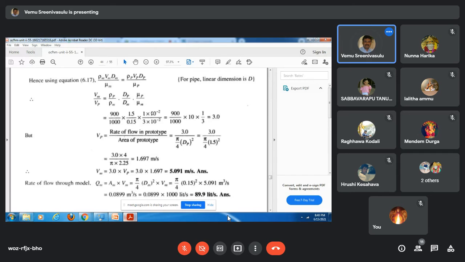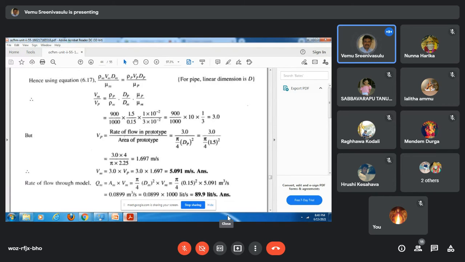Viscosity of the model at 20 degrees centigrade is 10 to the power of minus 2, and for the prototype it is 3 into 10 to the power of minus 2, so this is 3. The ratio of the velocity of the model to the velocity of the prototype is 3. Velocity of the prototype can be calculated: it is the rate of flow in the prototype divided by the area of the prototype.